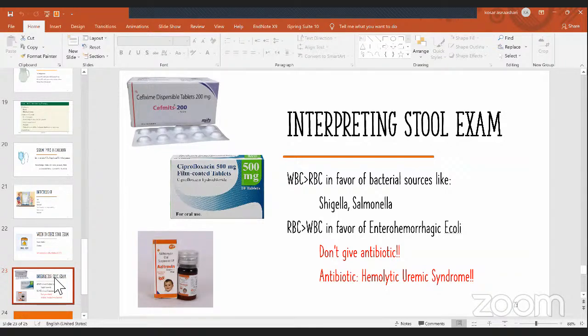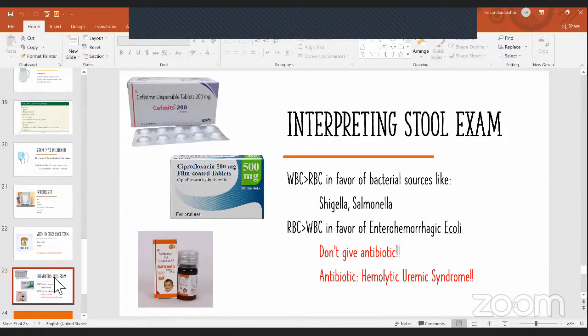But if you have white BCs and RBCs in your stool exam, if there are more white BCs than RBCs in the results of a stool exam, then that's in favor of bacterial sources like Shigella and Salmonella. And in this case, this diarrhea should be treated.